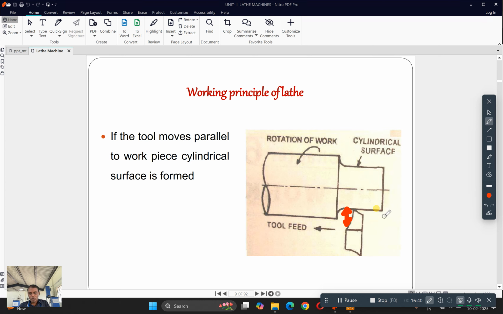So whenever I am giving some feed inwards, what will happen? The diameter, which is initially capital D here, will get converted into small d. So this is the basic working principle behind the lathe. This will be rotating and this will be moving from right to left. This is called the tool feed. This is your speed and this is your depth of cut.